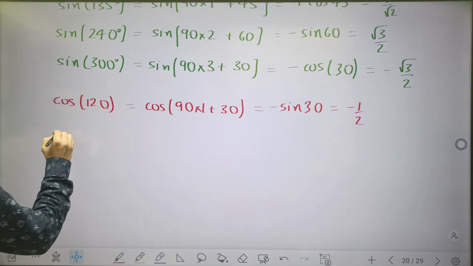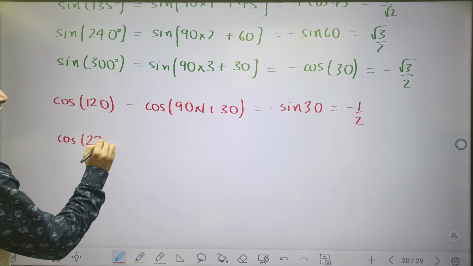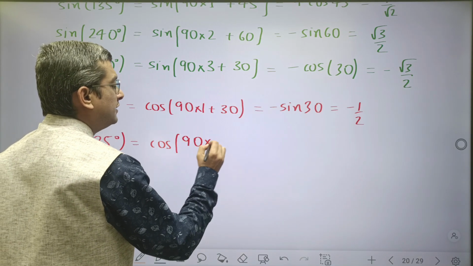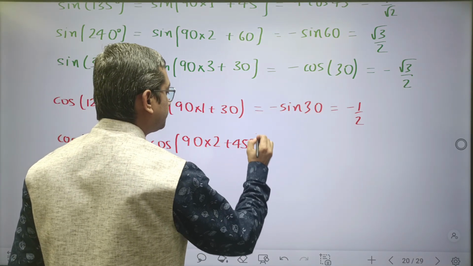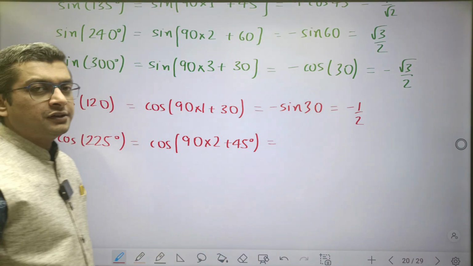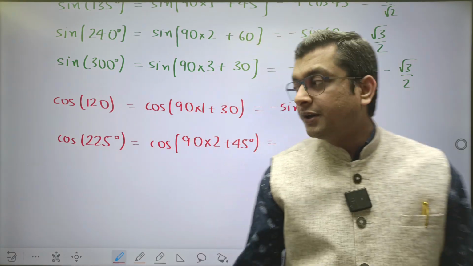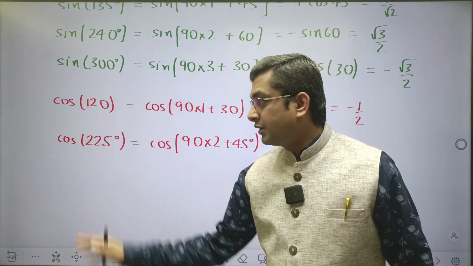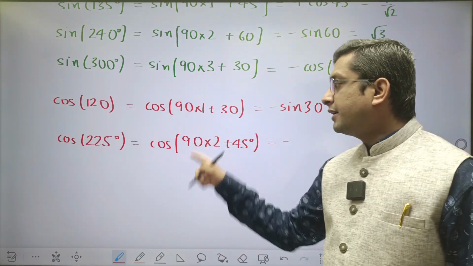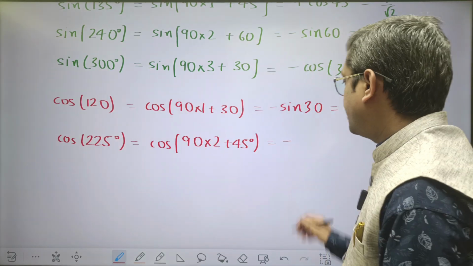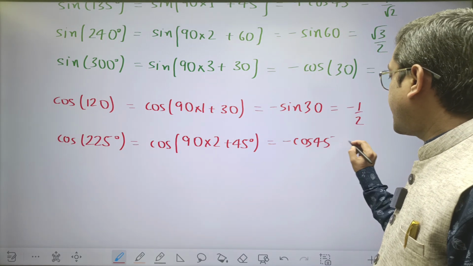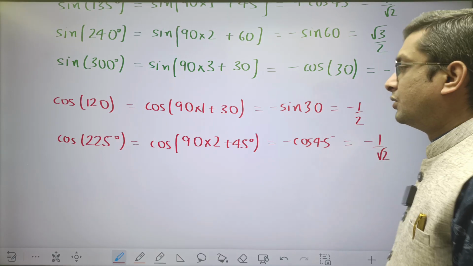So this will be minus 1 by 2. Now suppose I write cos 225 degrees. This can be written as cos of 90 into 2 plus 45. Step number 1, 225 degrees lies in the third quadrant because it is greater than 180 degrees. In the third quadrant, tan is positive, but here it is cos, so it will be negative, so put a negative sign here. Now here it is an even multiplier, so the ratio will remain the same, that is cos, isn't it? And you will be left with 45 degrees. So the answer is minus 1 by root 2.